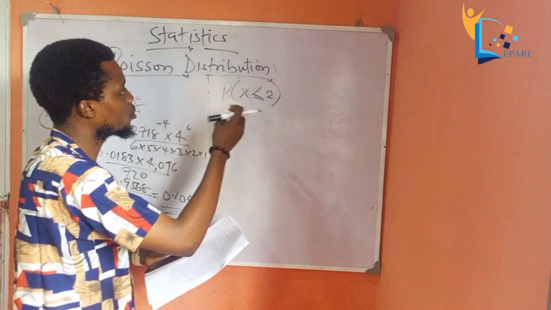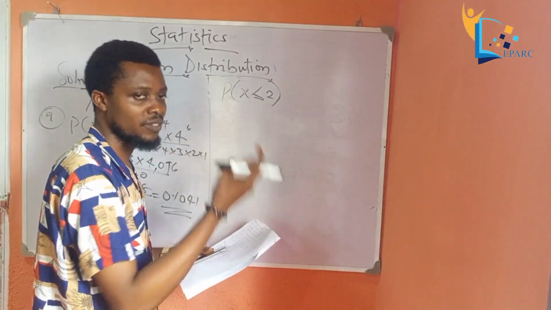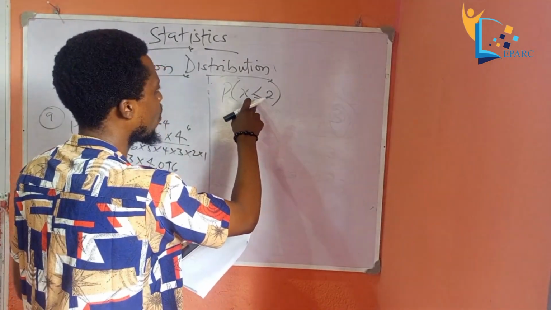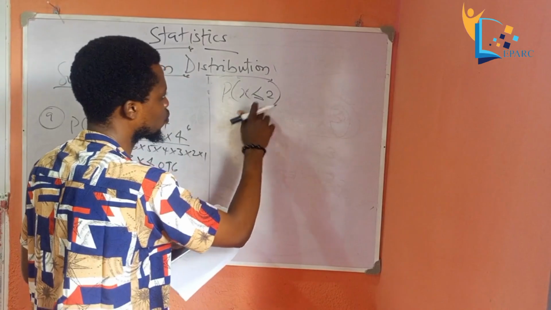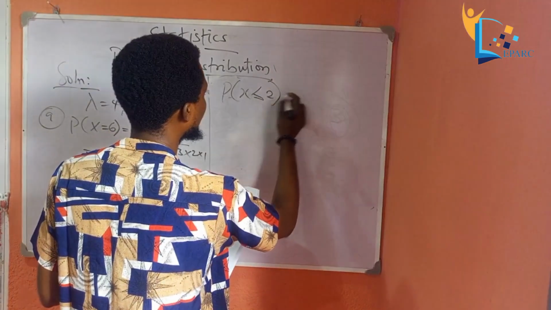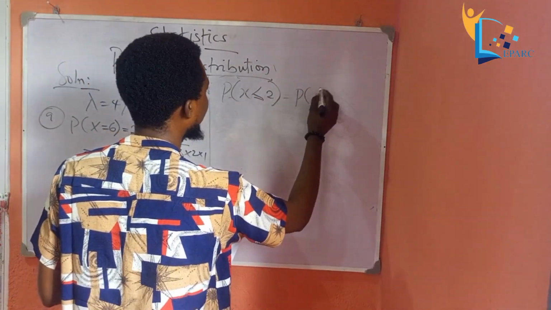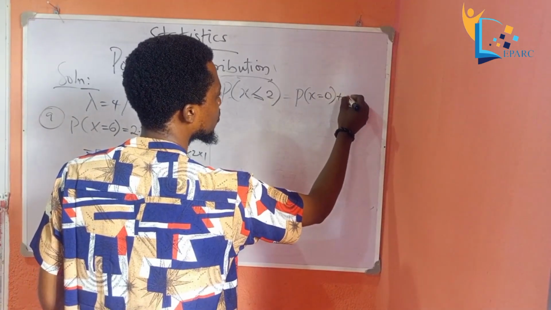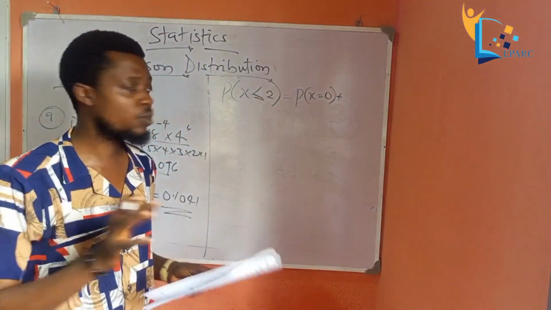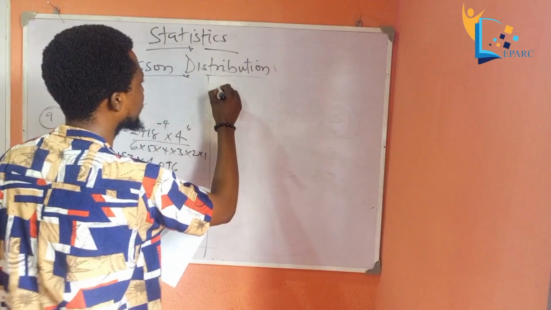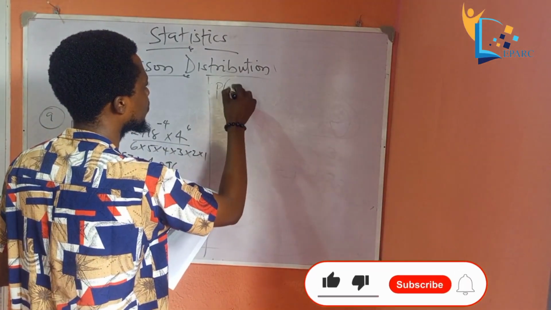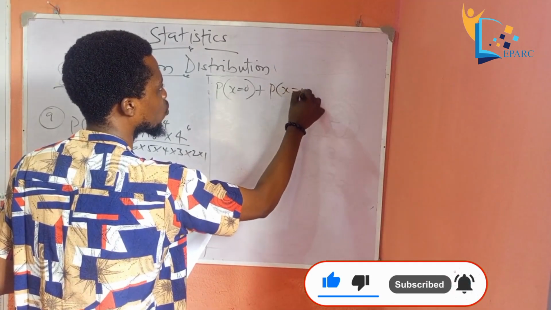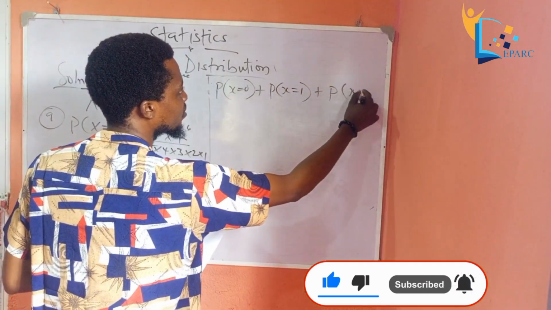2 is included, which means 2, 1, and 0. S is less than or equal to what? 2. So we have P(X = 0) + P(X = 1) + P(S = 2). This is to tell us that P(X = 0) plus P(X = 1) plus P(S = 2).